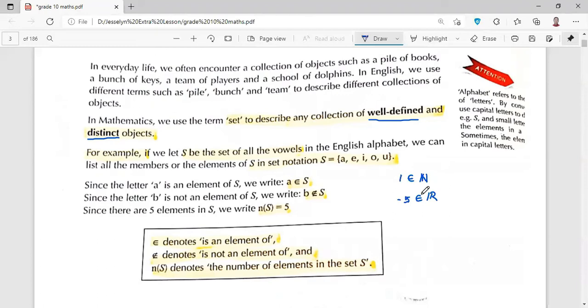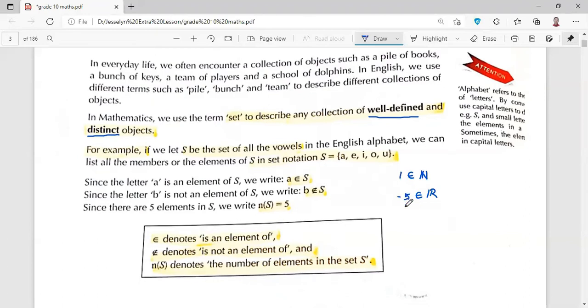Now, on the third statement, it says that since there are 5 elements in S, we write that n of S, the number of elements in the set S, is equal to 5. So whenever we see that notation, we know that there are only 5 elements within the set. Do you understand? Okay, from the first part until that part, any question?